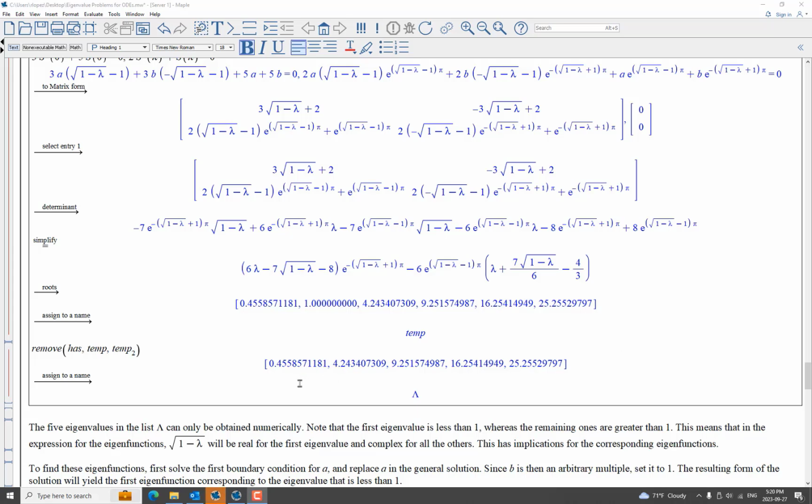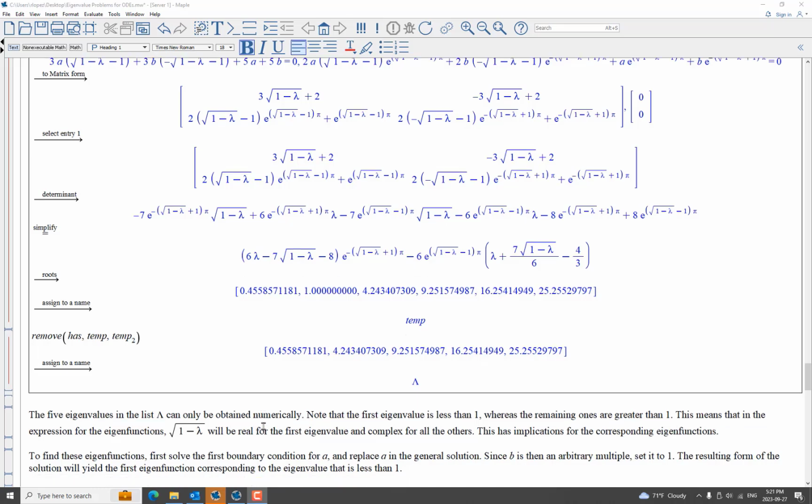So now we've got this first eigenvalue. It's less than 1. The next one is greater than 1. Now look down here at this square root that appears. When lambda is less than 1, this is real. But when it's greater than 1, as all these will be, this is complex. So that has implications for finding the eigenfunctions. So to find the eigenfunctions, we're going to have to treat these two cases separately and be careful what we do.